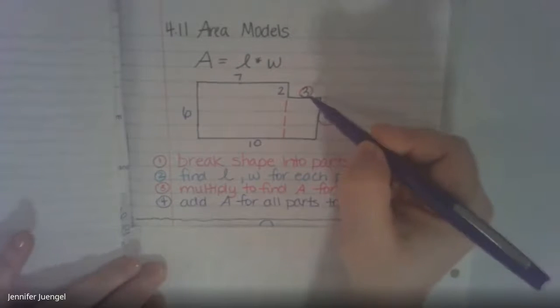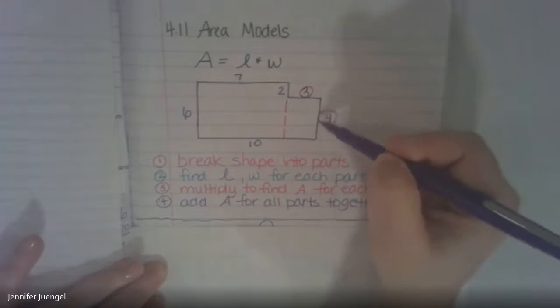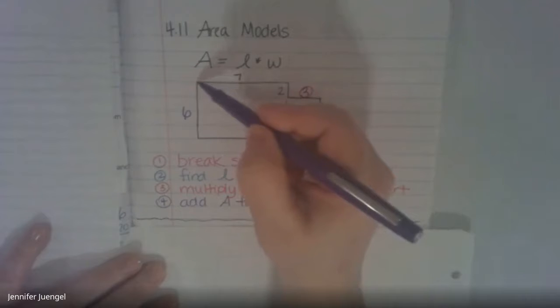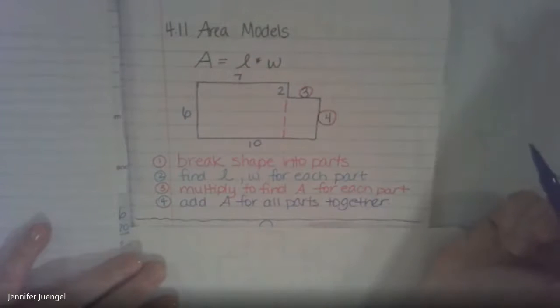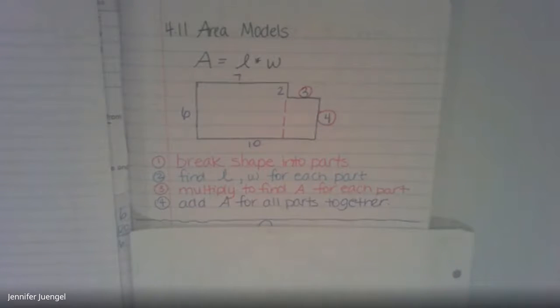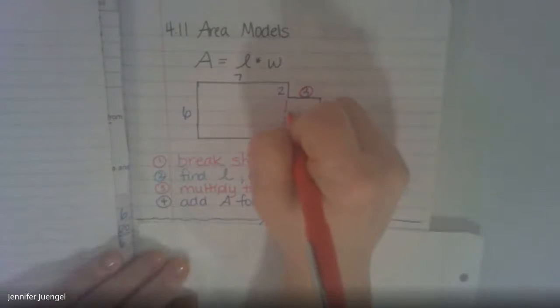So now that I know the length and the width for both of my sides, I know that this has a length of 3 times 4. And I also know that this is 7 times 6. So I think I'm good to go. Now I need to do the work of multiplying. So I will do that work right here.